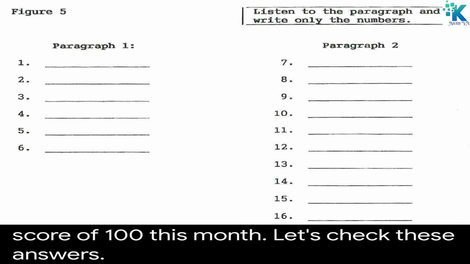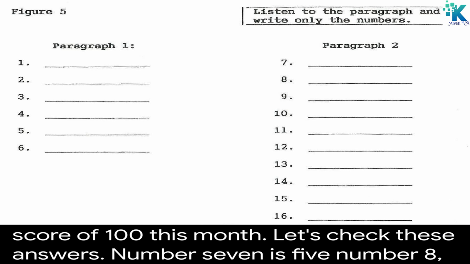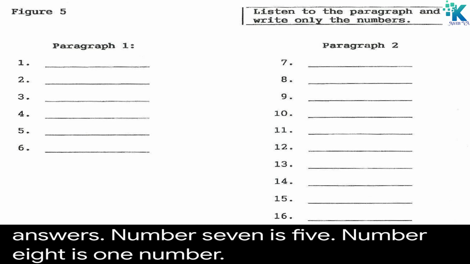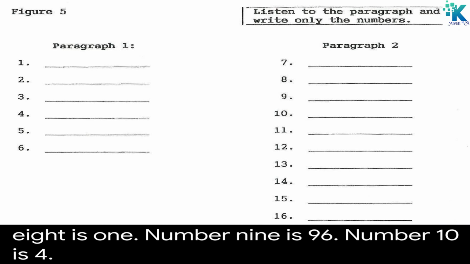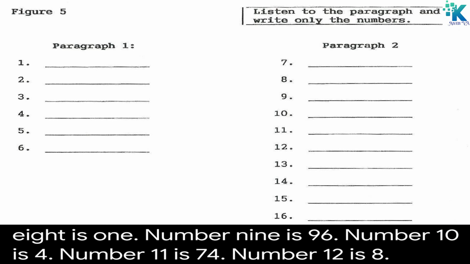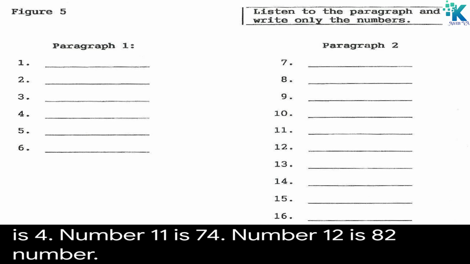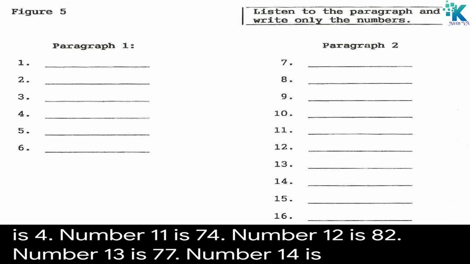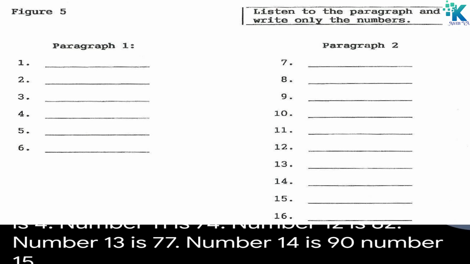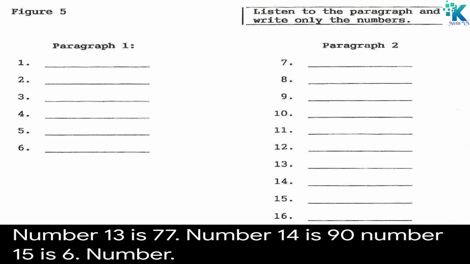Let's check these answers. Number 7 is 5. Number 8 is 1. Number 9 is 96. Number 10 is 4. Number 11 is 74. Number 12 is 82. Number 13 is 77. Number 14 is 90. Number 15 is 6. Number 16 is 100.